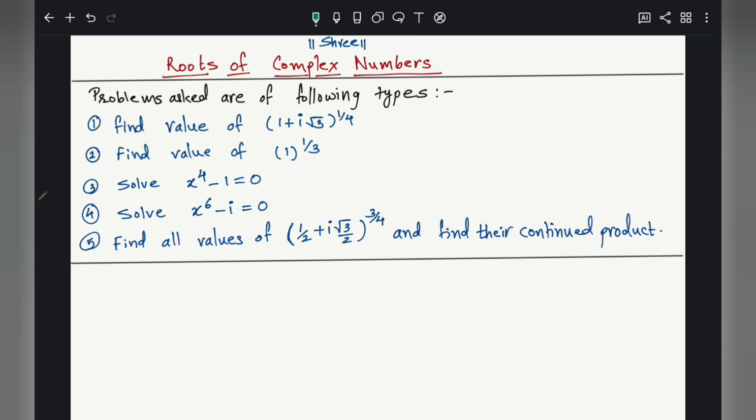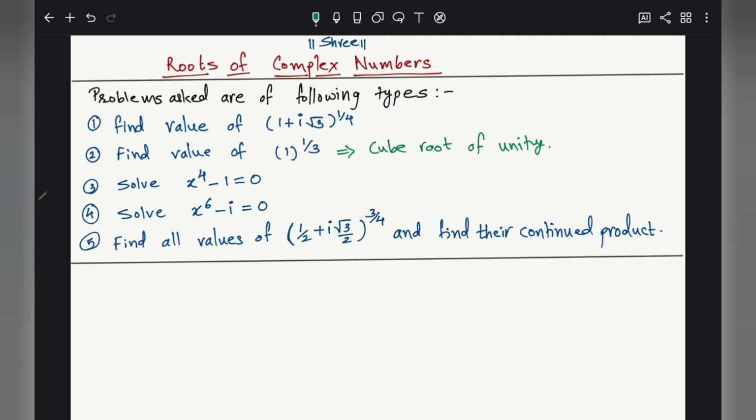So you will have to find any nth root of a given complex number. So find the value of 1 raised to 1 by 3. It is also called the cube root of unity. So the question can be nth root of unity. Okay, here it is cube root of unity, or as you can see, any complex number can be given.